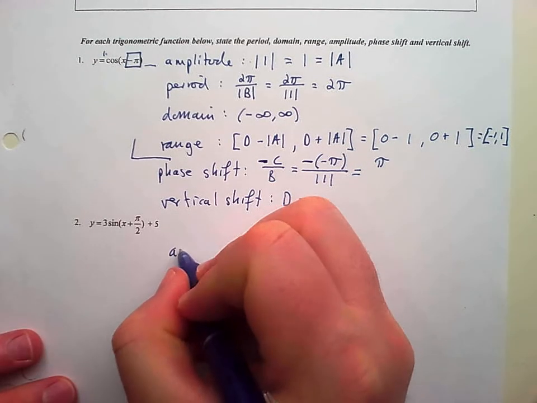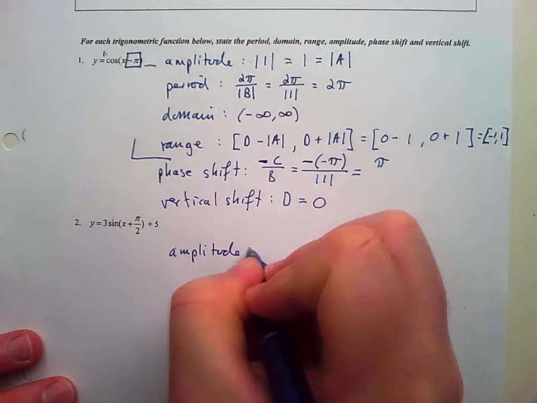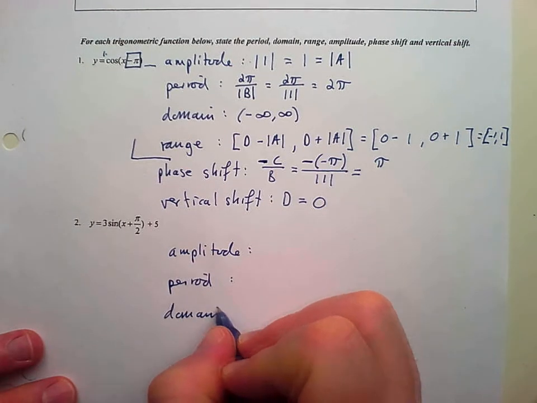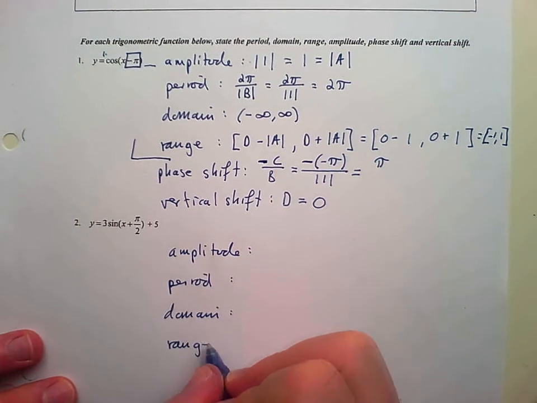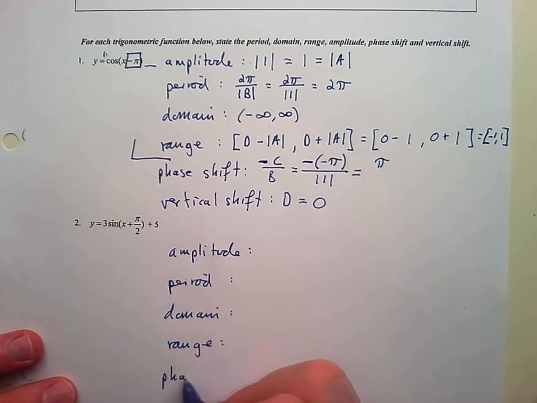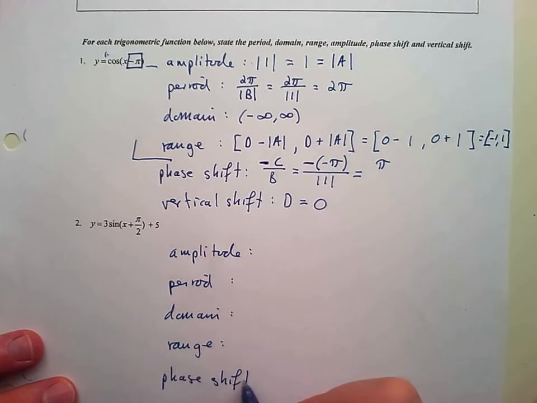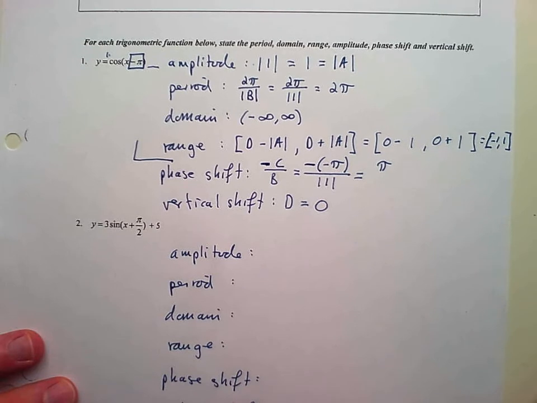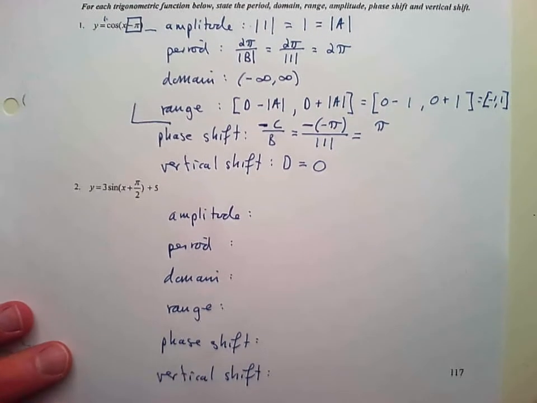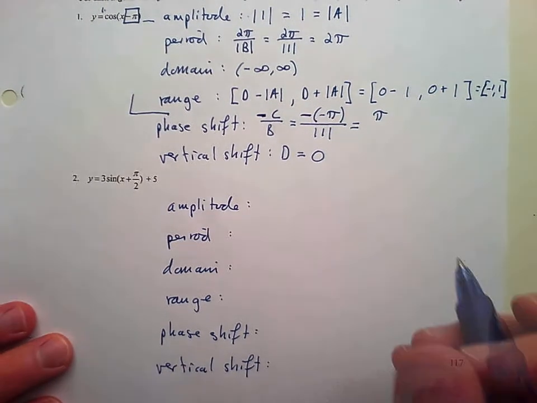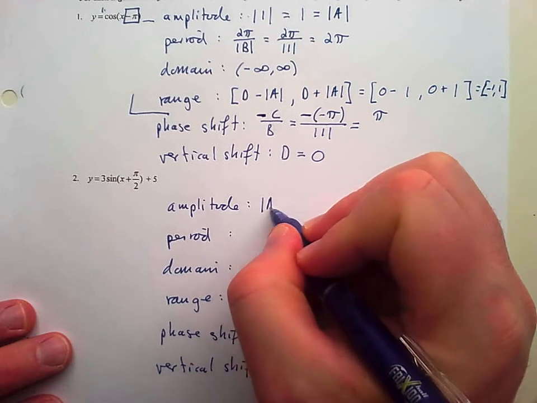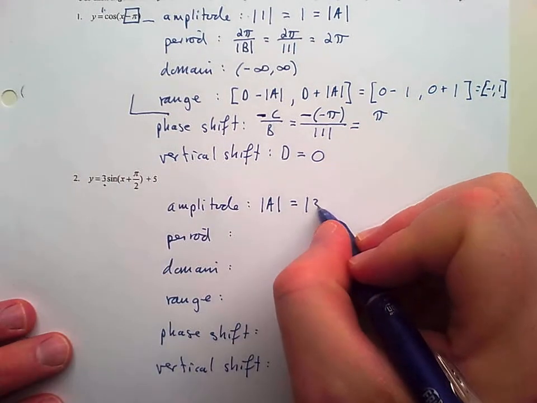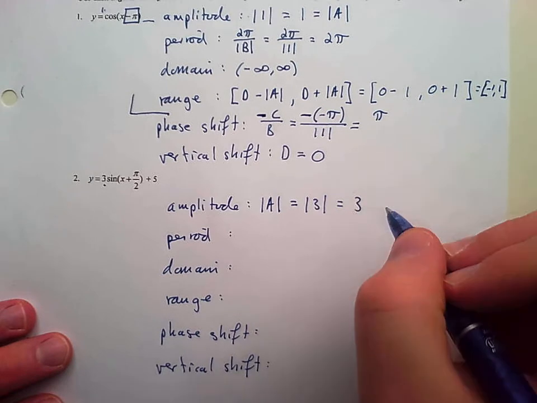So we're asked to find the amplitude, the period, the domain, the range, the phase shift, and our vertical shift for this problem. Again, our amplitude is given to us by the absolute value of A being our leading coefficient here, which is just 3. So the absolute value of 3 is simply just equal to 3.